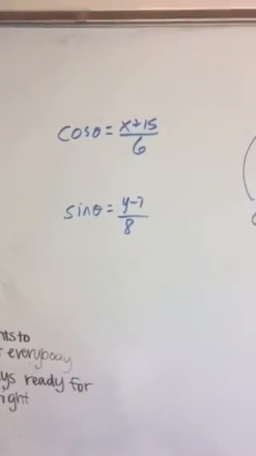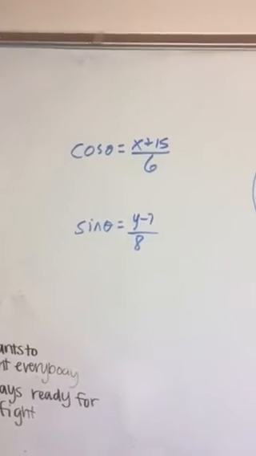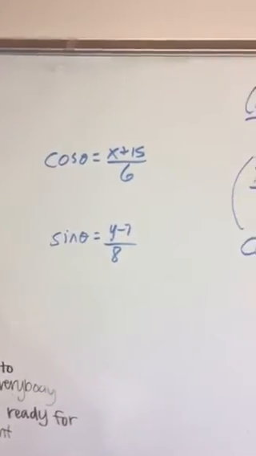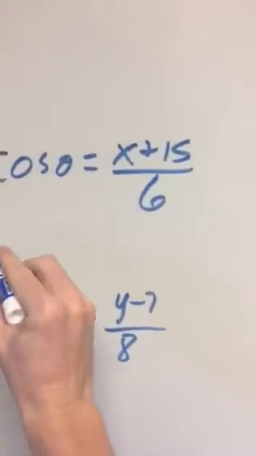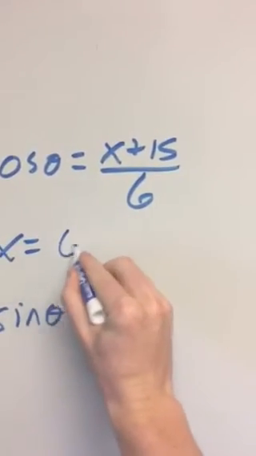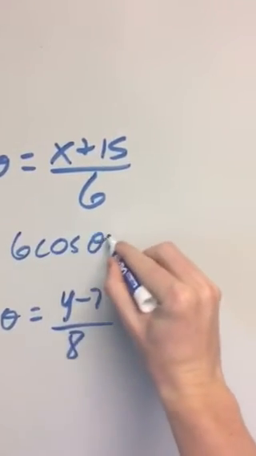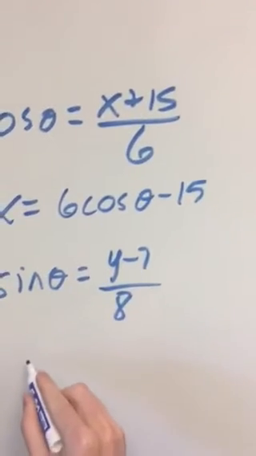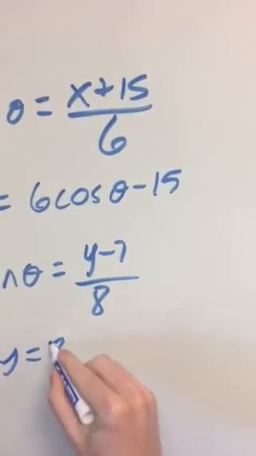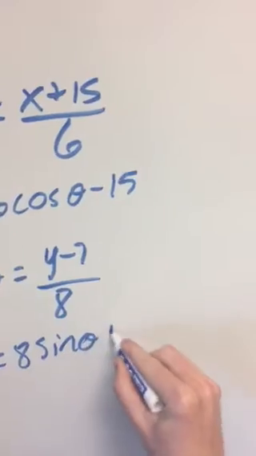And then we want to solve for x and y. So if we want to solve for x, we have to multiply by 6 and subtract 15. So we're going to get x equals 6 cosine theta minus 15. We're going to get y equals 8 sine theta plus 7.